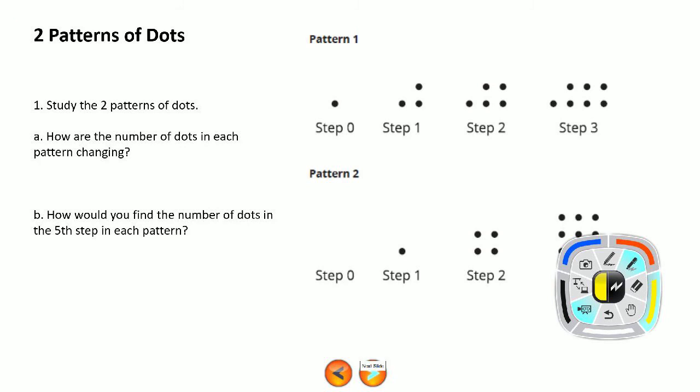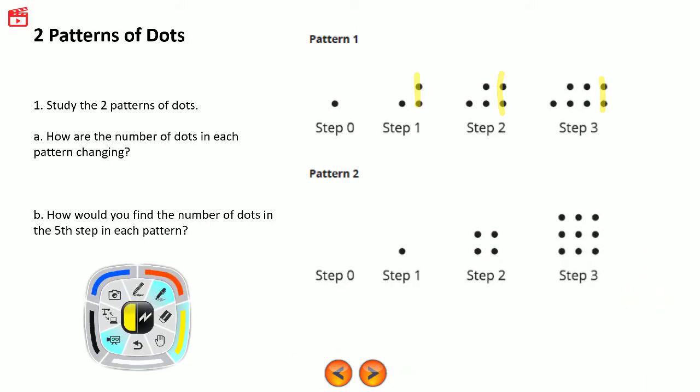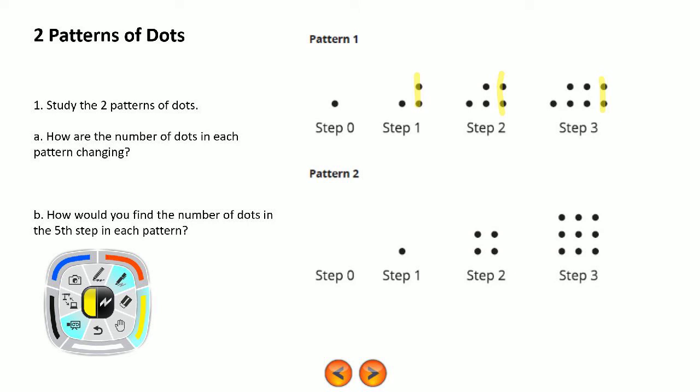Okay, patterns of dots. Study the 2 patterns. How are the number of dots changing in each one? Well, looking at pattern 1, I see that they're adding another 2 dots. So they're adding another column of 2 dots each step. And then on pattern 2, I see that they're adding another row and column, the same number of dots as the step.